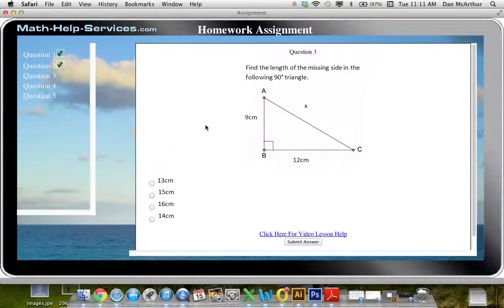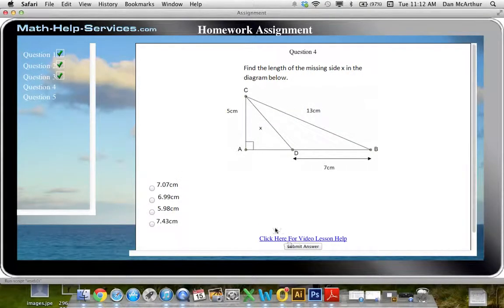Fantastic. So on to the next question. 9 squared plus 12 squared equals c squared. This is our hypotenuse, so we know that from the formula. So we'll just do the math. 9 squared is 81. 12 squared is 144. 225, the root of 225 is 15. So that's our answer. Next question.